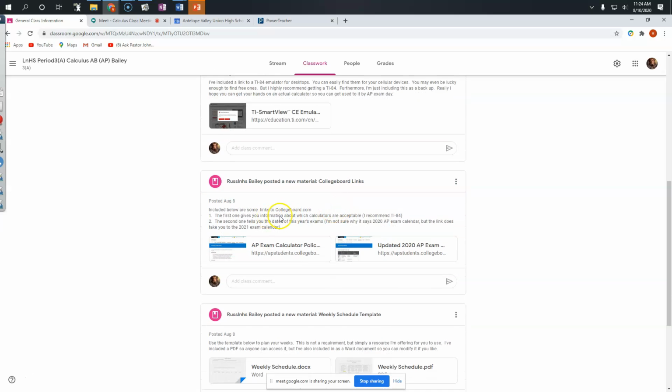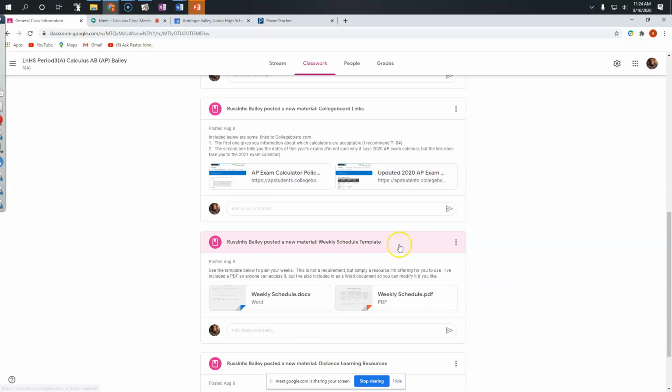I've also included some important links here from College Board. I've included here their AP exam calculator policy, so what calculators are allowed and which ones aren't. I've also included over here the testing dates for the AP exam this year. So, if you have another AP class, you can click on here, it has a list of all of them there.